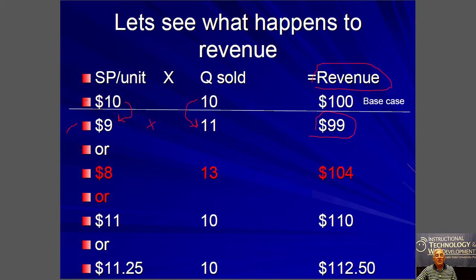Let's try a 20% off sale. Original price 10, lower it to 8. That's a 20% off sale. Let's say quantity goes from 10 up to 13. So price went down 20%, quantity went up 30%. This is the reason stores have sales. Let's multiply and see what the new revenue is. $104. This is the typical case of why a manager puts something on sale. Revenue has gone from 100 to 104.